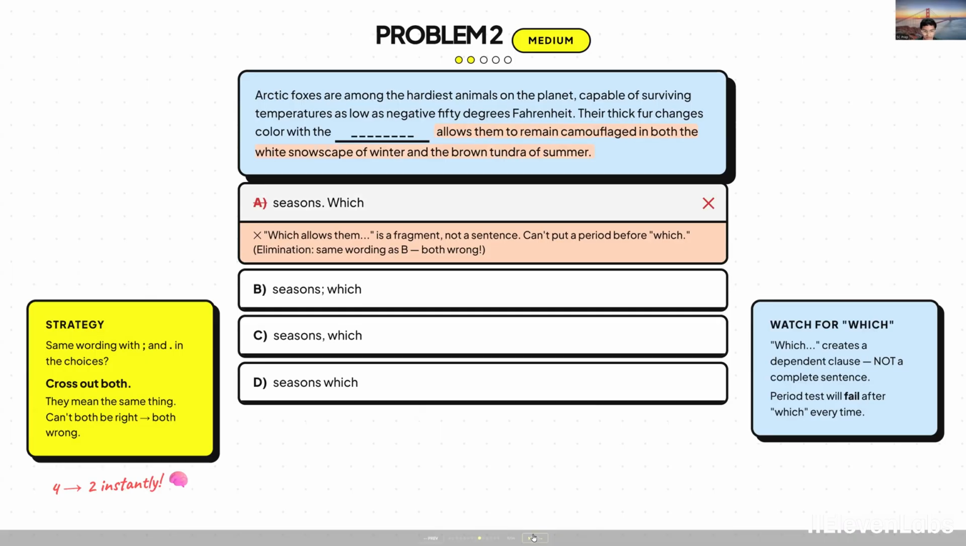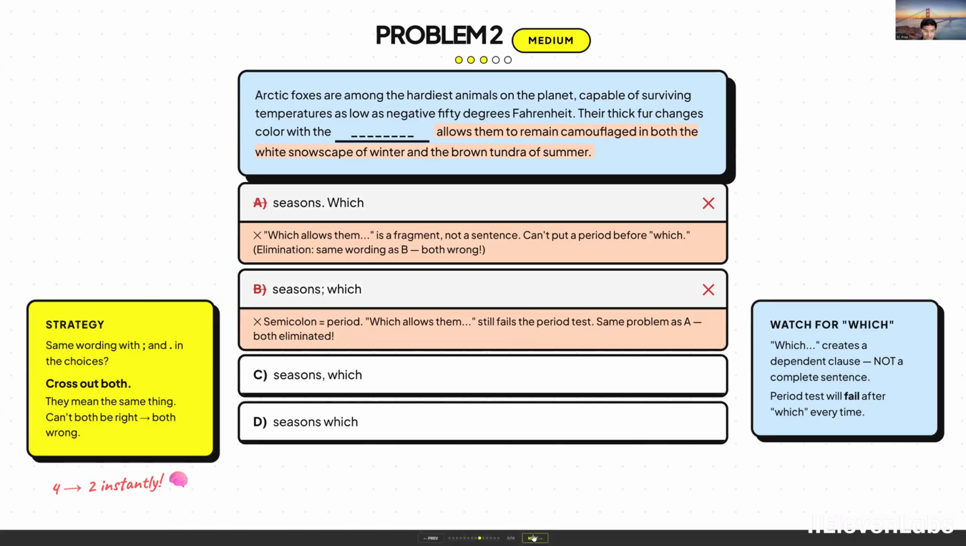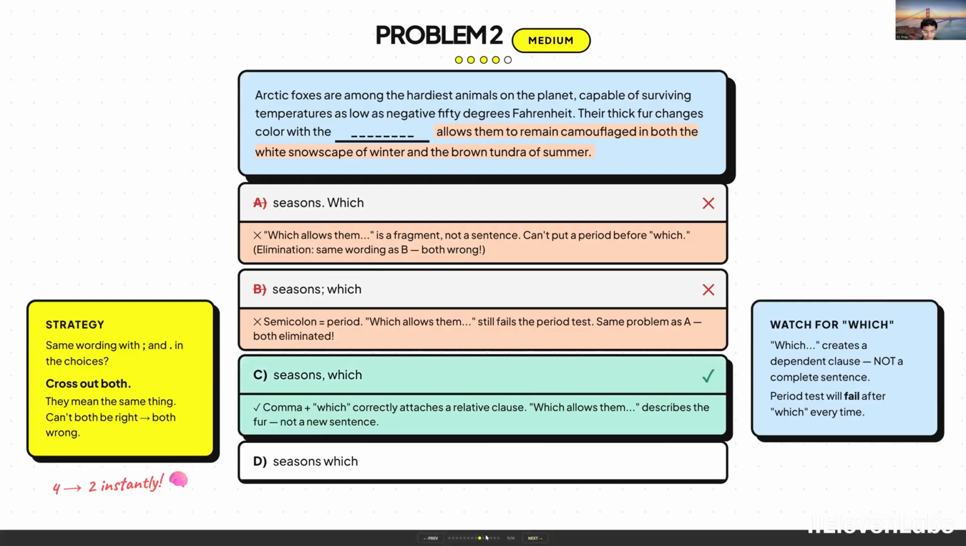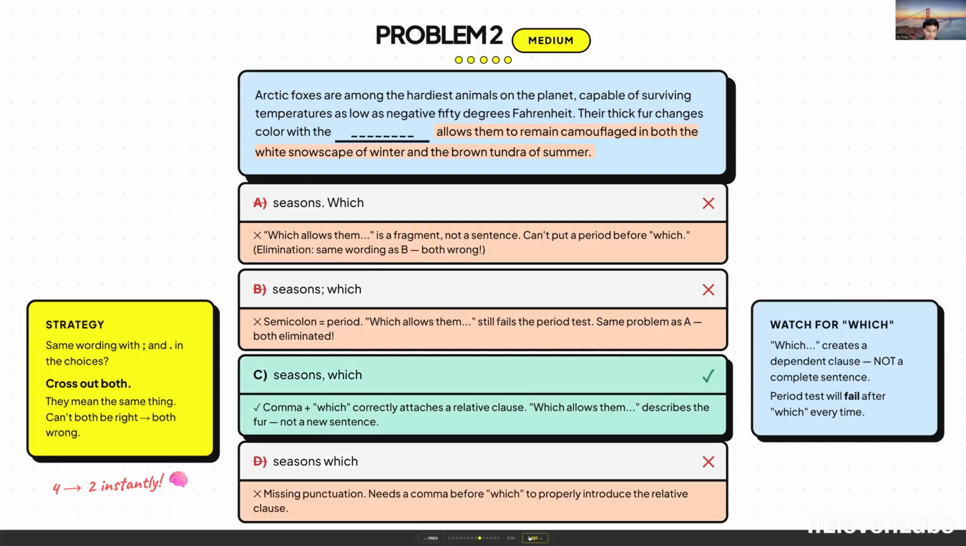It's a sentence fragment, so A is wrong. B, same thing as A, so they're both eliminated. C is the only way to connect them, and D is missing its punctuation.